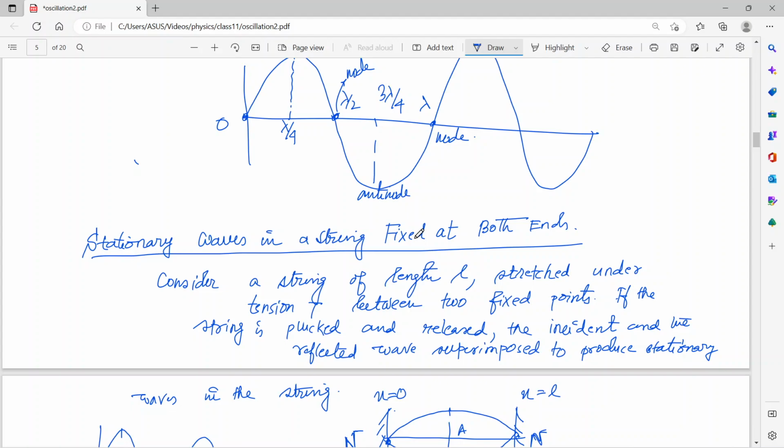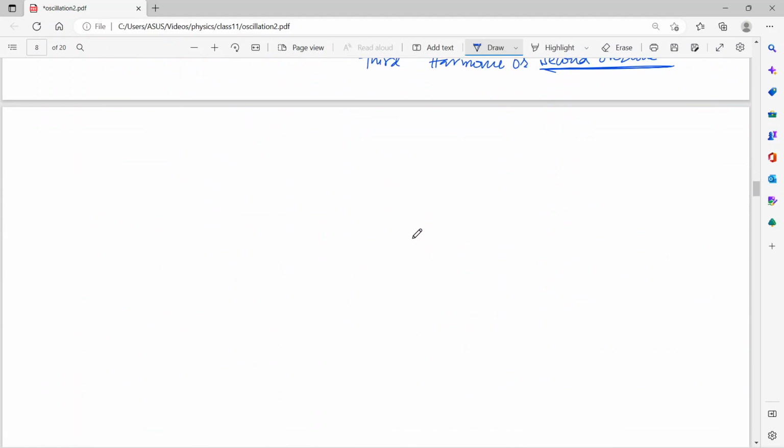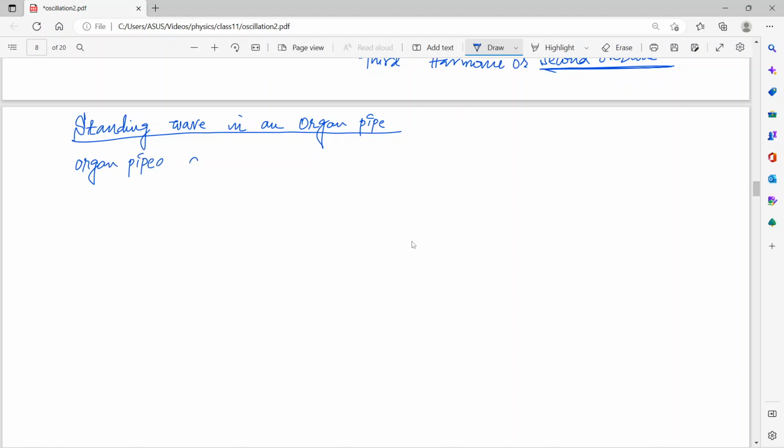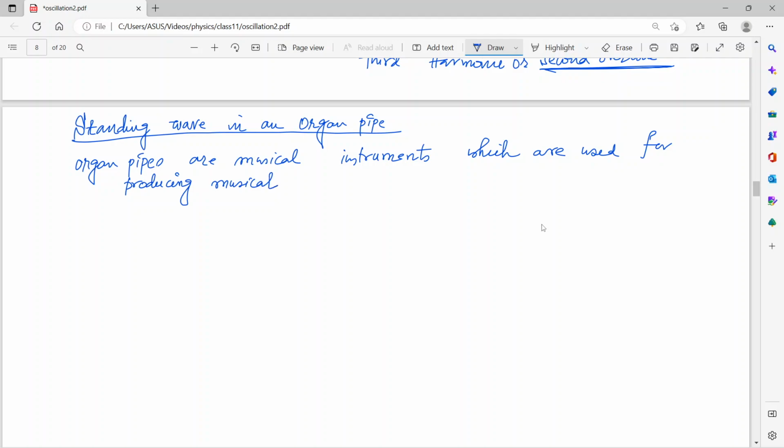Now we are dealing with the stationary wave in an organ pipe, right? This is the same as the previous one, with a little bit of difference. Standing wave or stationary wave in an organ pipe. So what is an organ pipe? Organ pipes are musical instruments which are used for producing musical sound by blowing air into the pipe.